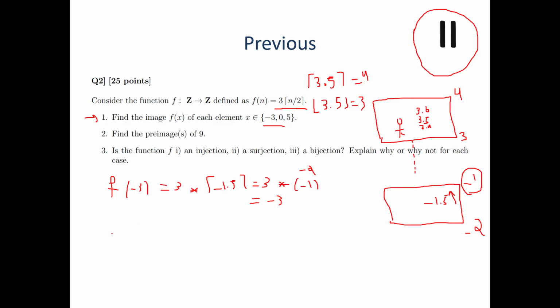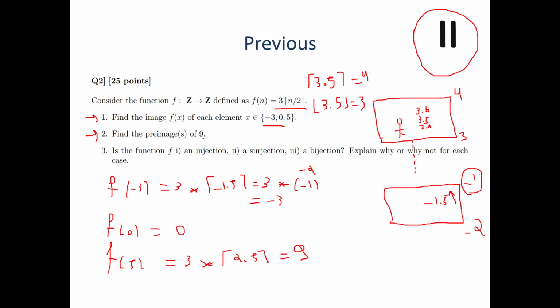What about f of 0? It's going to be 3 times 0, so it's just 0. Yeah, the ceiling of 0 is just going to be 0. If it was 0.000001, the ceiling of that is going to be 1. f of 5, that's just 3 times the ceiling of 2.5, which is 3. So we have 9 here.